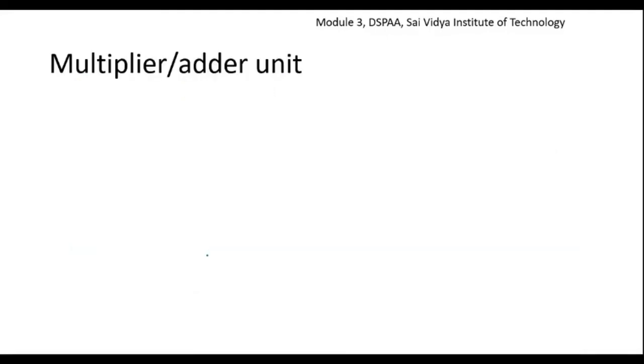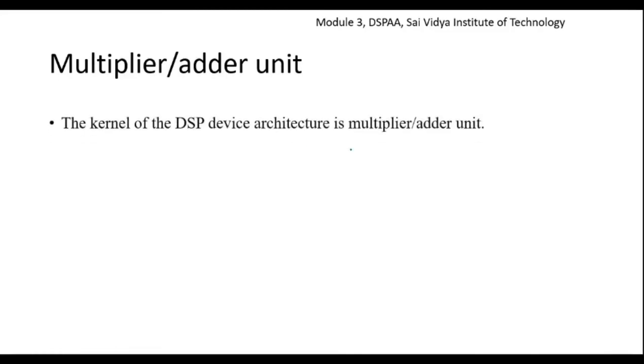And after this barrel shifter, the next one we have here is the multiplier and adder unit. Kernel, as you all know, is the heart of the operating system. The kernel of the DSP device architecture is the multiplier or adder unit.